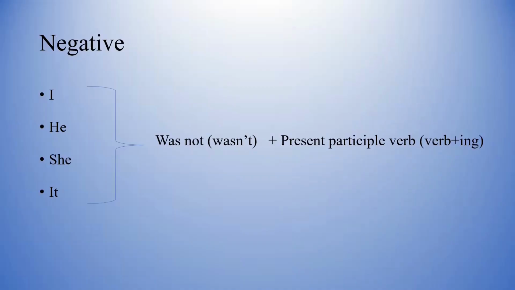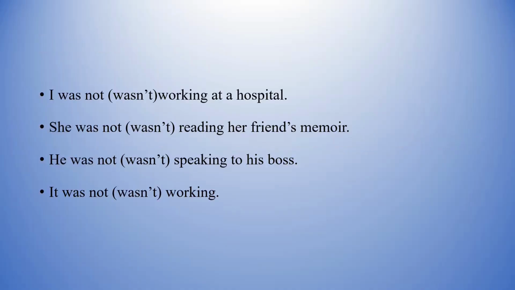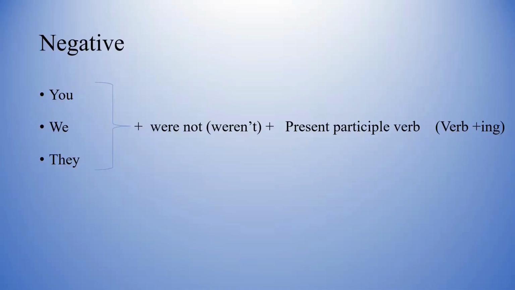Now let's see how to form past continuous negative sentences with subjects I, he, she, and it. We use was plus not plus present participle verb. Now look at the examples. I wasn't working at the hospital. She wasn't reading her friend's memoir. He was not speaking to his boss. It wasn't working.